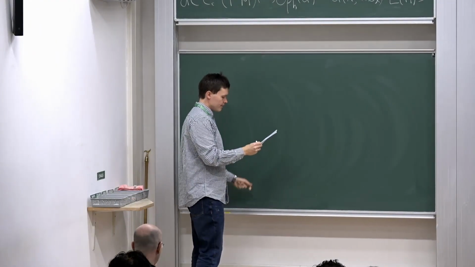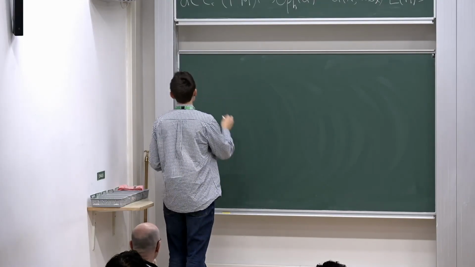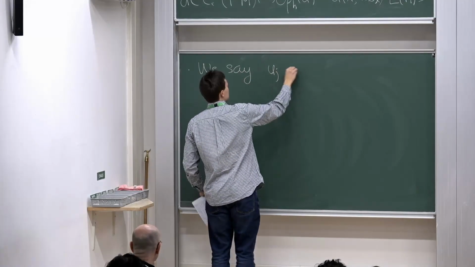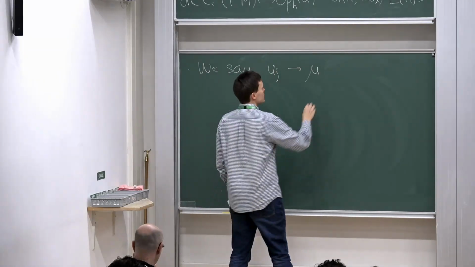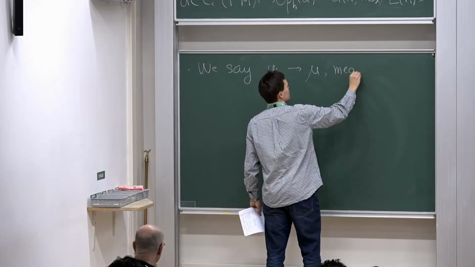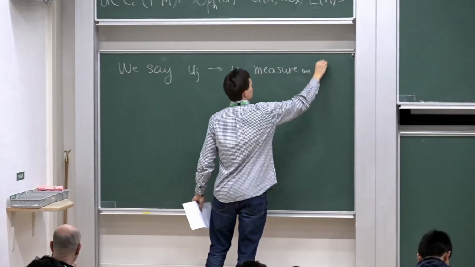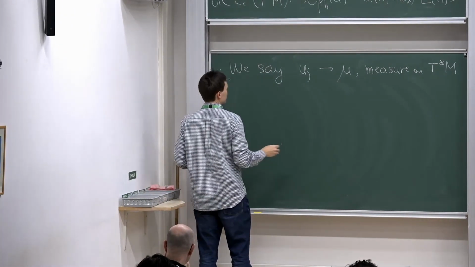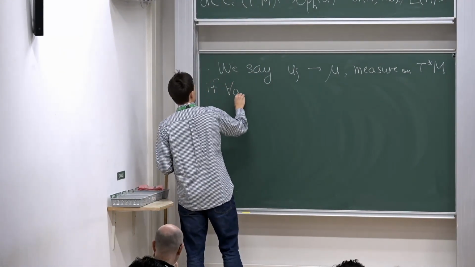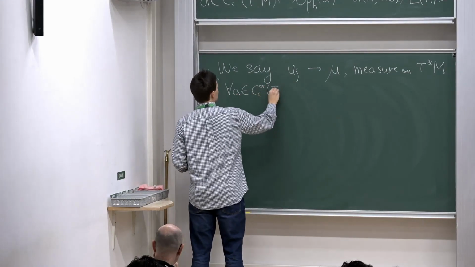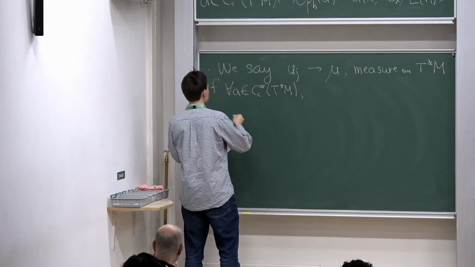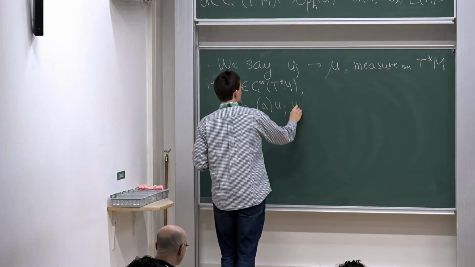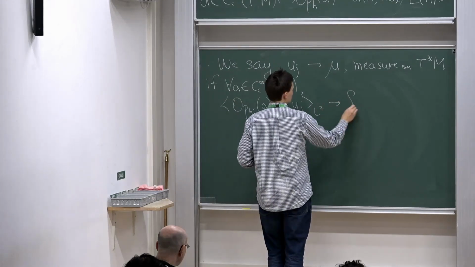And then you can introduce semi-classical measures. So we say that the sequence of eigenfunctions converges to mu, which is a measure on T star M, so on the phase space of my system, if the following statement holds for any symbol, for any classical observable, for any compactly supported function a on T star M, this expression, the inner product of Op_h_j(a) u_j with u_j, converges to the integral of a d mu.